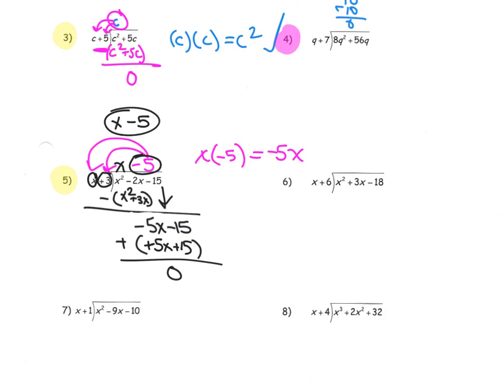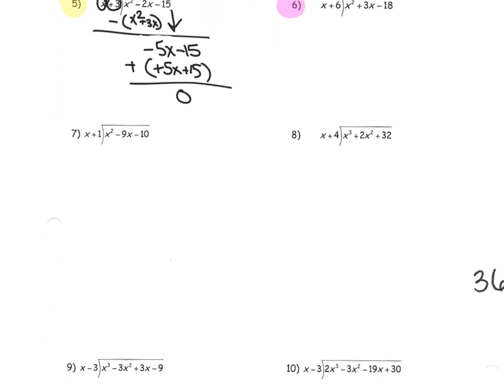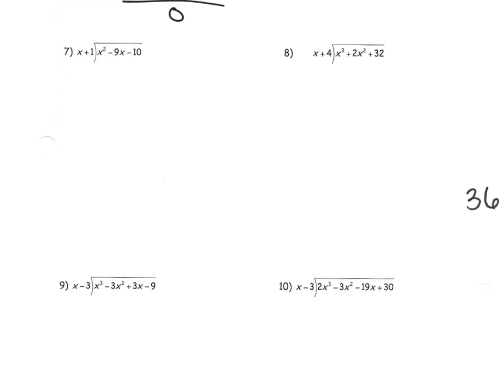I want you guys to try question 6. In the end, for question 6, you should end up getting x minus 3. That's how you know you did it right. And for 4, you should end up getting 8q up top. That's how you know you did it right. Moving on. Let's take a look at question 7 together.